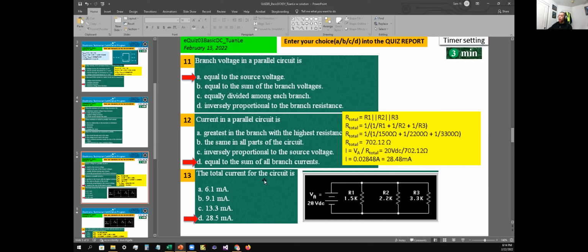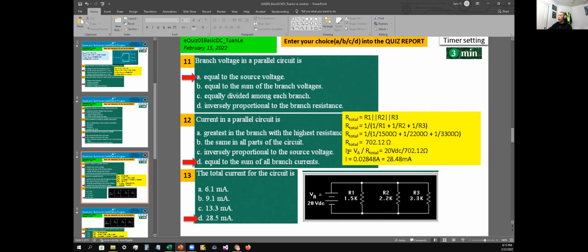Number 13, the total current for the circuit is... okay, so you do that calculation. You've got R total is R1 parallel with R2 parallel with R3. And so you use R total equals 1 over the equivalent of 1 over R1 plus 1 over R2 plus 1 over R3. So you do that conversion. Make sure you convert to ohms and do your calculation. Your R total comes to 702.12 ohms.